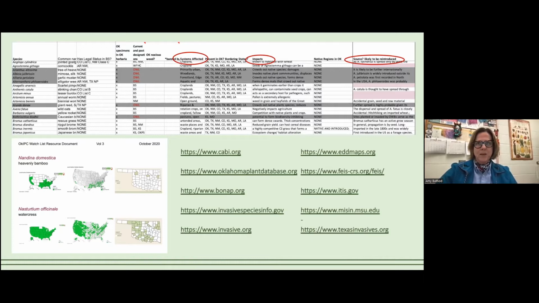Using the range map document, we were able to eliminate a lot of species. If you recall, the original draft list included all species from watch list equivalents from our bordering states plus Louisiana. Some of these species, however, are actually found far away from the Oklahoma borders and probably not a threat at a current time.